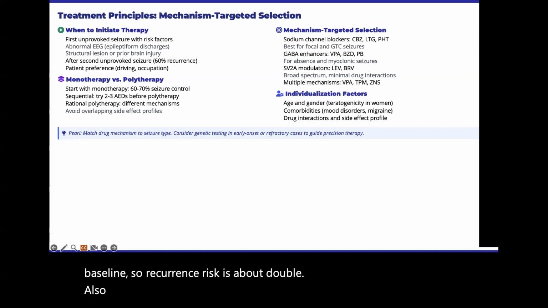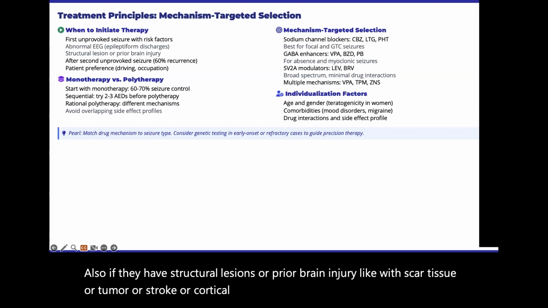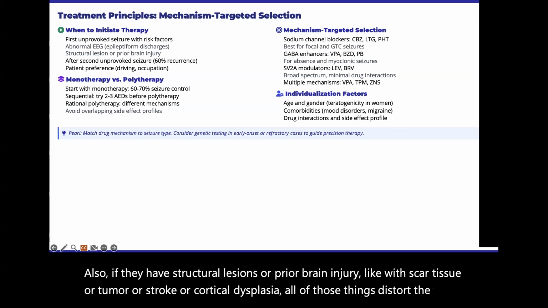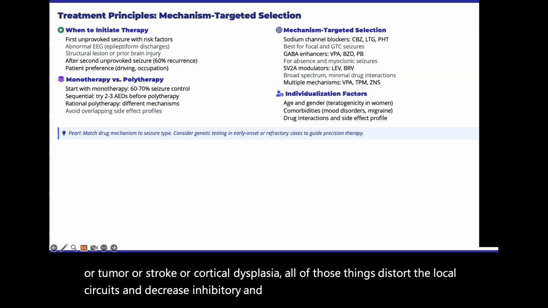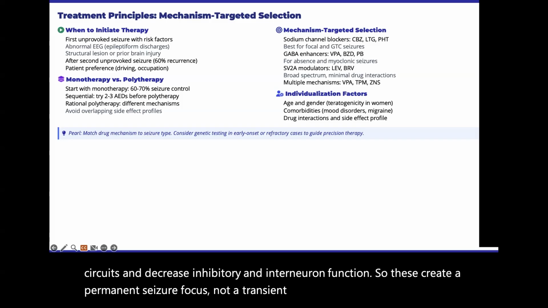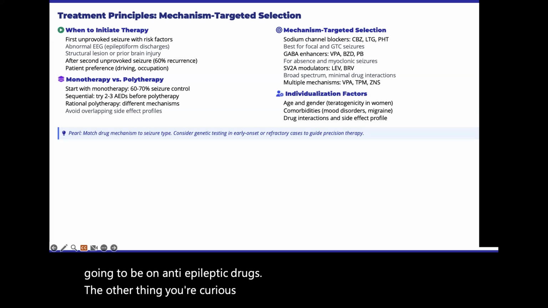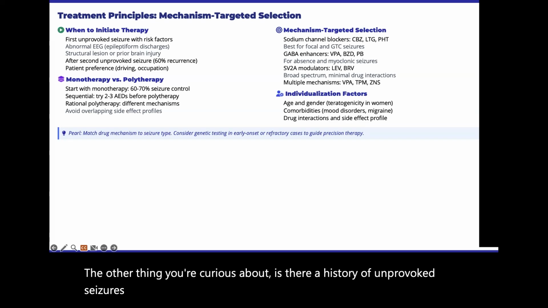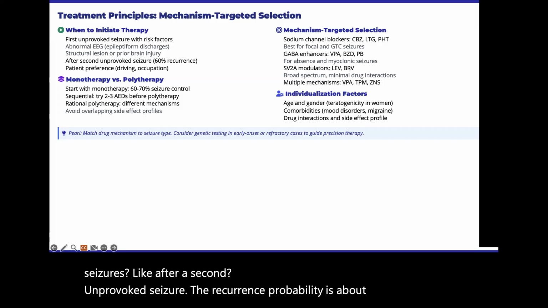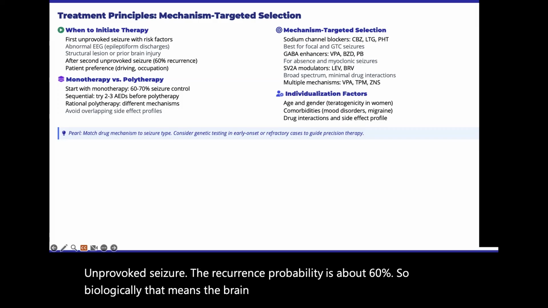Also, if they have structural lesions or prior brain injury, like scar tissue or tumor or stroke or cortical dysplasia, all of those things distort the local circuits and decrease inhibitory and interneuron function. So these create a permanent seizure focus, not a transient irritant. That's the person that's going to be on anti-epileptic drugs. The other thing you're curious about is, is there a history of unprovoked seizures? After a second unprovoked seizure, the recurrence probability is about 60%. So biologically, that means the brain has transitioned to epilepsy from a chronic state of recurrent hyper-excitability.